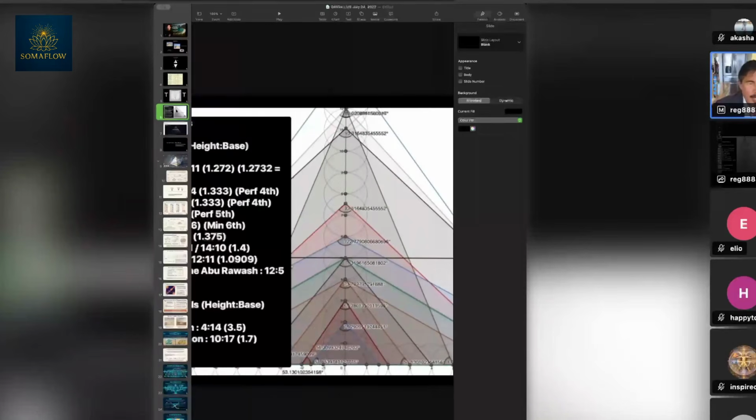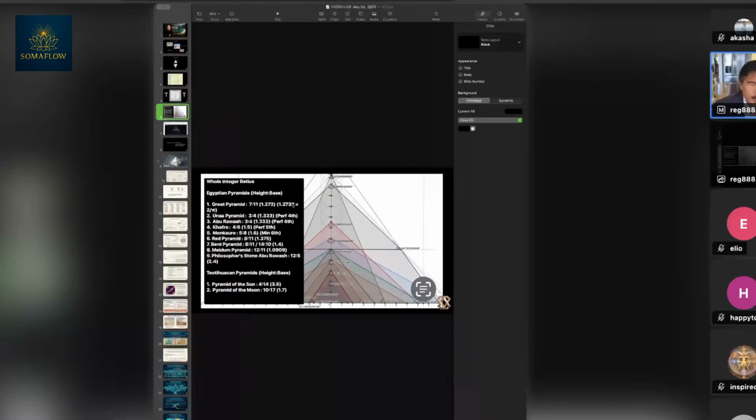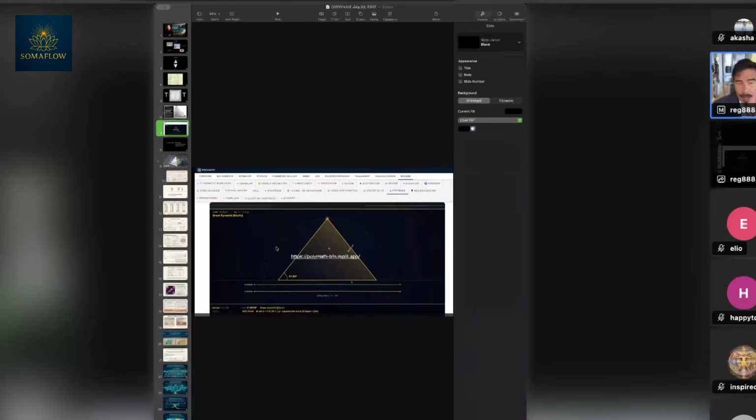And then you might remember I took the analysis beyond Egypt, and I looked at the Teotihuacan pyramids, the Pyramid of the Sun, the Pyramid of the Moon. And I've expanded it further, all the way to the Bosnia pyramids as well as the Chinese pyramids. I've expanded this now to 33 total pyramids. And actually, I even put it on Polymath Calculator.